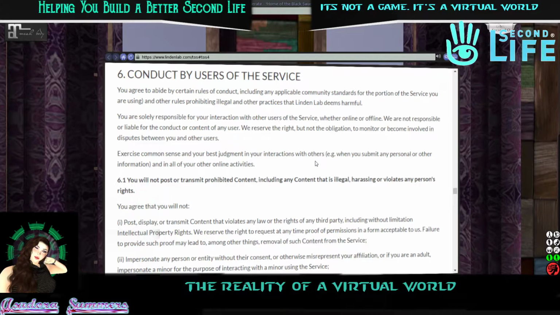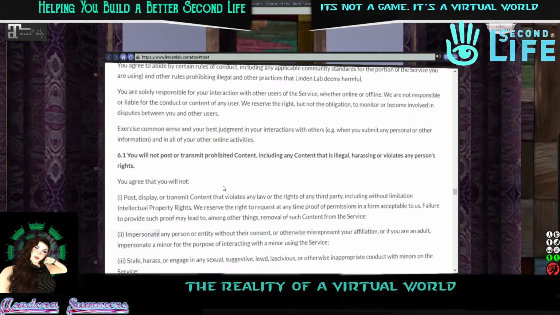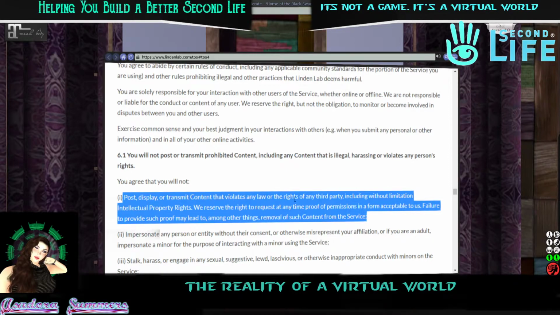Moving on to part 6.1. You will not post or transmit prohibited content, including any content that is illegal, harassing, or violates any person's rights. You agree that you will not post, display, or transmit content that violates any law or the rights of any third party, including without limitation intellectual property rights. We reserve the right to request at any time proof of permissions in a form acceptable to us. Failure to provide such proof may lead to, among other things, removal of such content from the service.